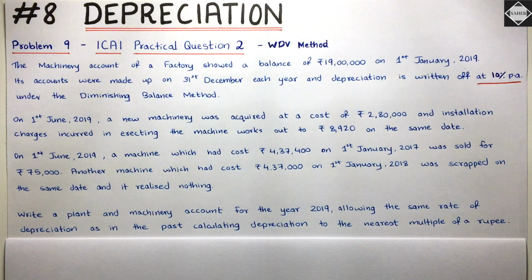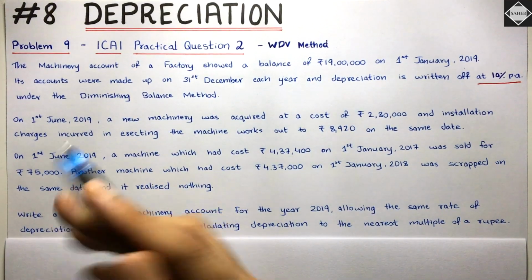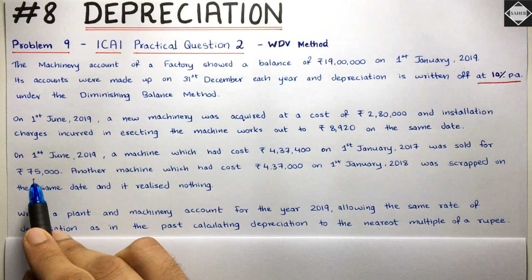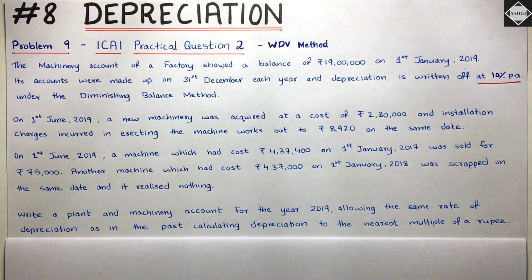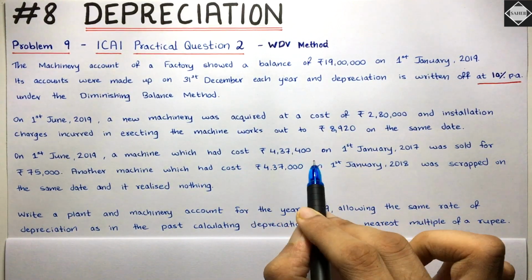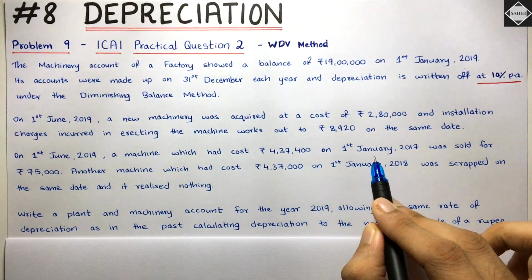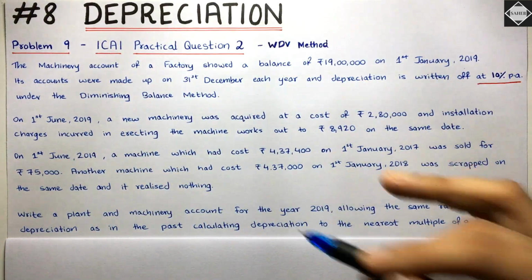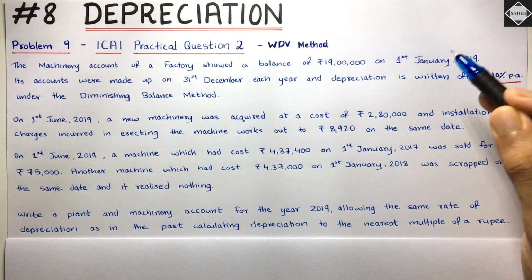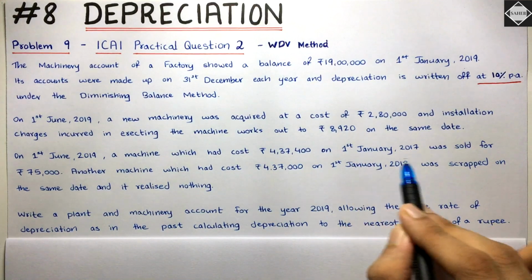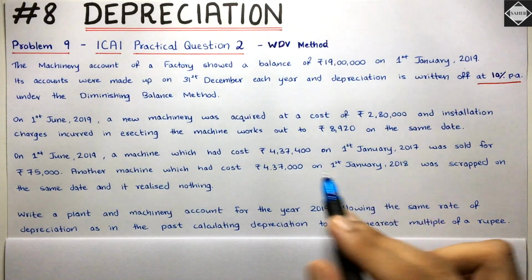What's happening over here? On the same date, on 1st June 2019 only, we have sold one machine. We have sold one machine for how much? For 75,000. Is that clear? We have got 75,000 by selling that machine. But now they have given us the original cost of that machine, 4,37,400, when it was purchased on 1st January 2017, that's 2 years back. The current year is 2019 in this question. 1st January 2019 is the opening date of the year. So from this opening date, if you go 2 years back, then that's 1st January 2017. So they have given us the cost on that date.